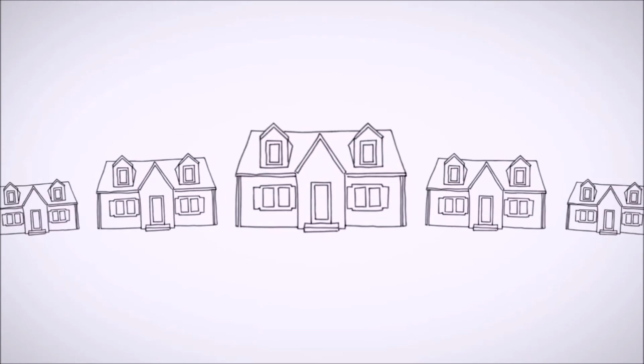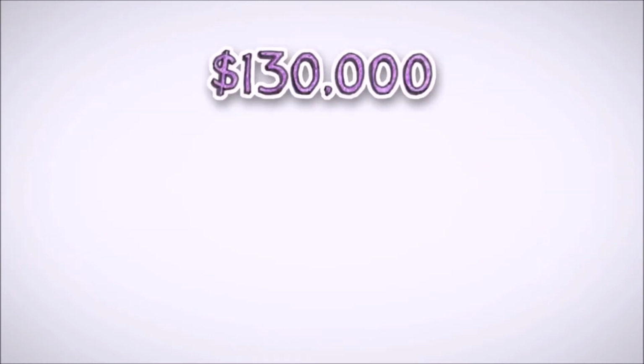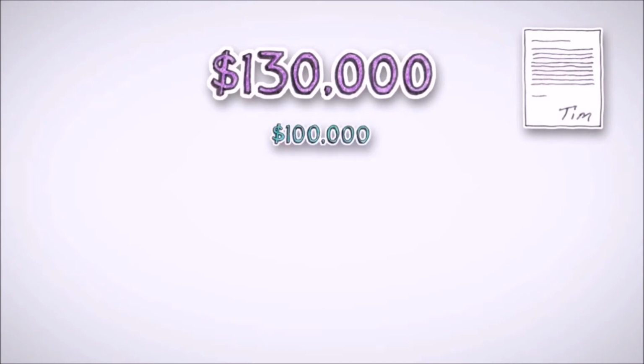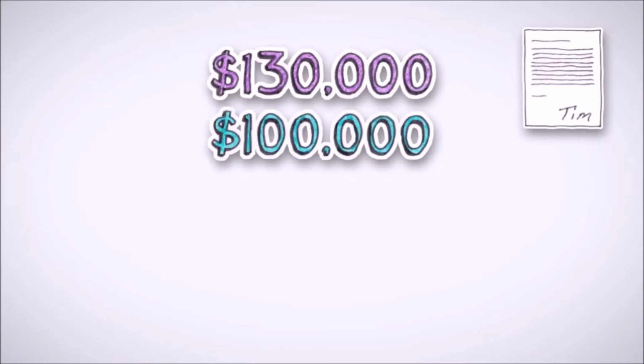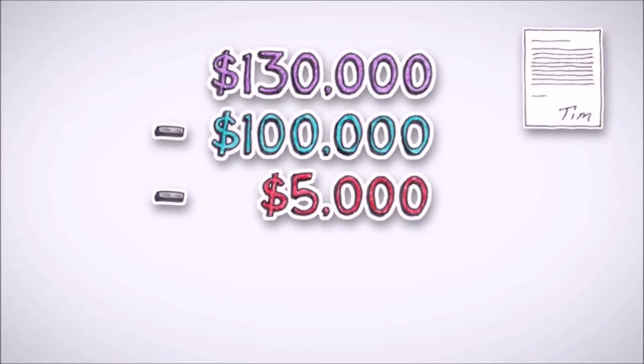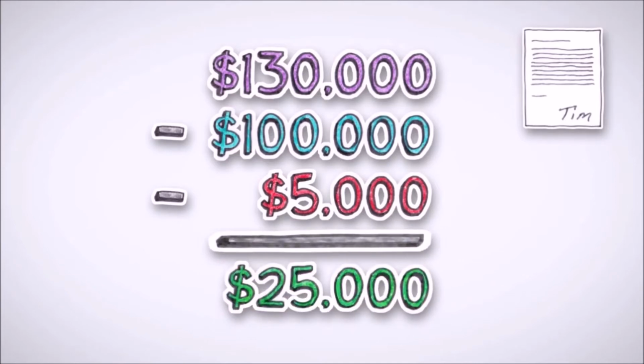The neighborhood where Tim purchased the option on his house is booming. The value of the house skyrockets to $130,000. Because Tim entered into the contract, he only has to pay $100,000 for it. Awesome. If he were to resell the house, Tim would have made an immediate profit of $25,000.